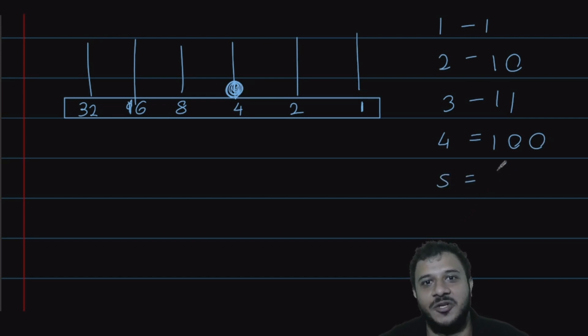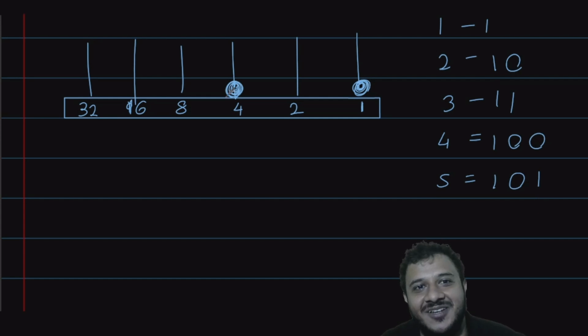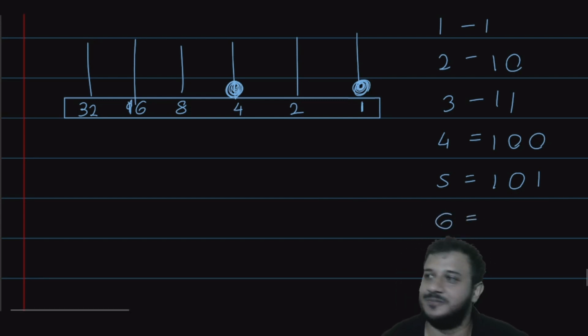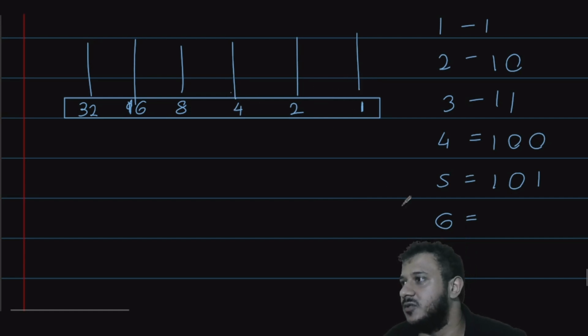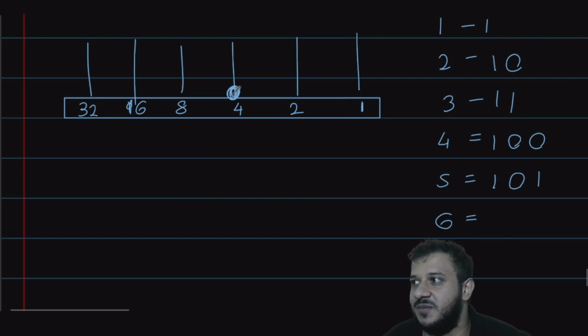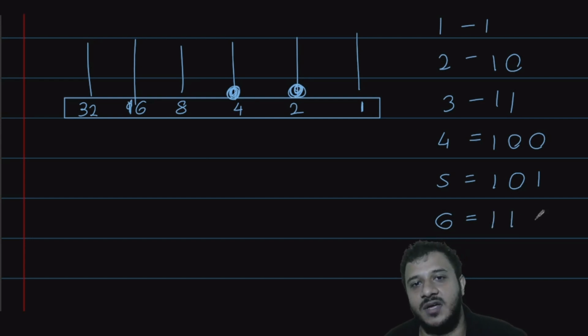Then a 5. How to make a 5? Can somebody quickly tell me how to make a 5? 4 plus 1. So what will be the binary number of 5? 1, 0, 1. 4 plus 1. Got it? Okay, what is the binary number of 6? Quickly tell me. 4 plus 2. Very good. That means what will be the binary number? 1, 1, 0.